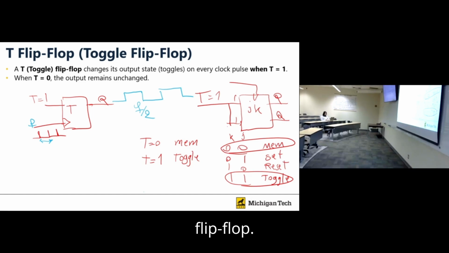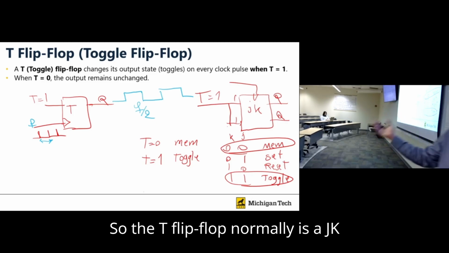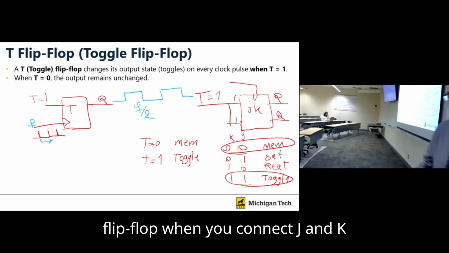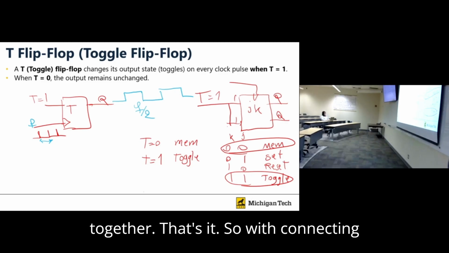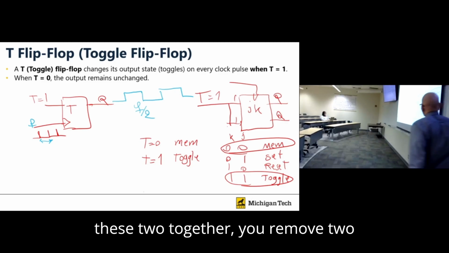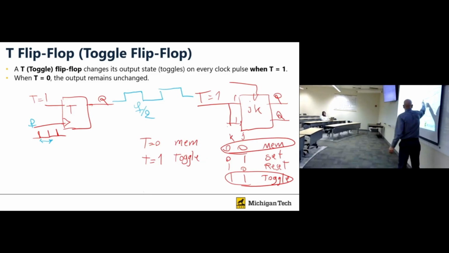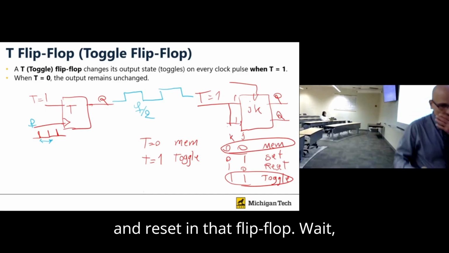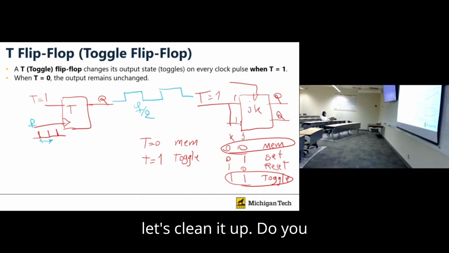Okay, that's the T flip-flop. The T flip-flop normally is a JK flip-flop when you connect J and K together. That's it. With connecting these two together, you remove two states, set and reset. We don't need set and reset in that flip-flop. Okay, let's clean it up.